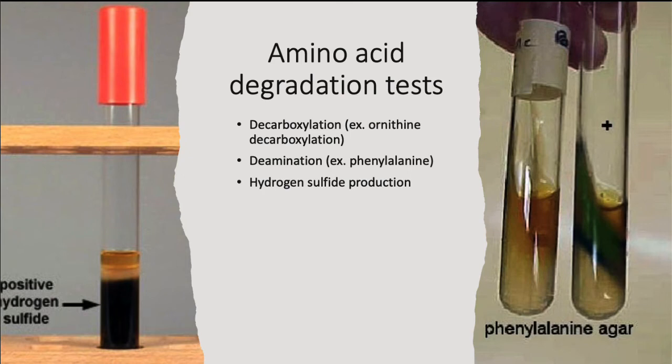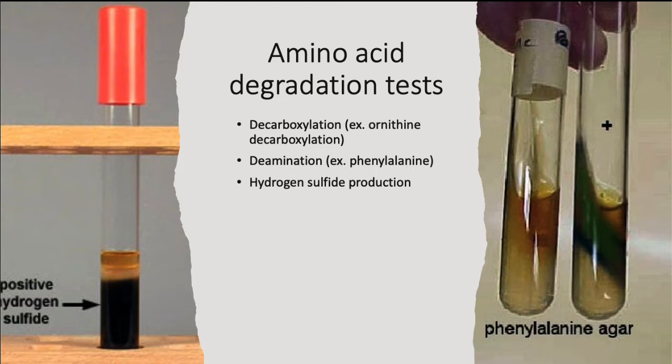There was also a mention in the section of amino acid or protein catabolism of amino acid degradation tests. There are a variety of those, and what they test is whether the bacterium has the ability to break down certain amino acids. When I say variety, it's because they test for different reactions and different amino acids. For example, decarboxylation means that the bacterium is able to remove the carboxyl group, the acidic group, from an amino acid. One of the most common ones is called the ornithine decarboxylation.